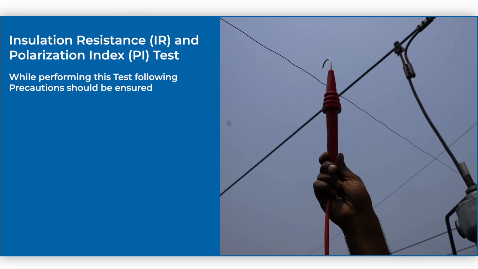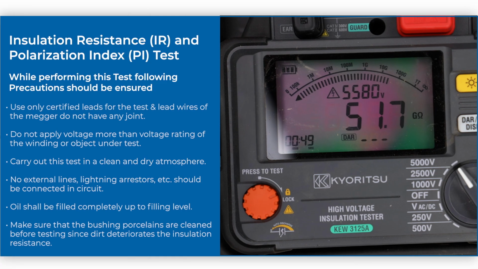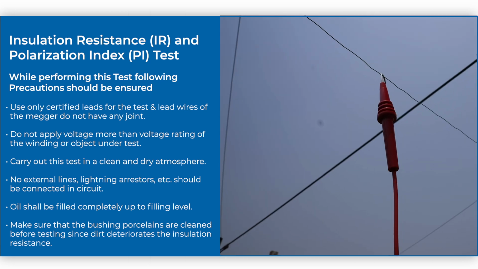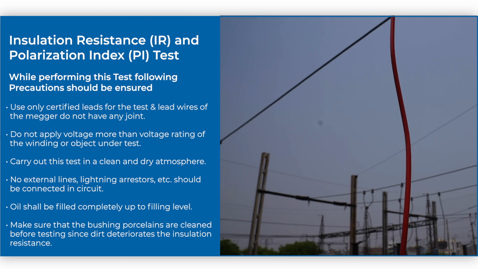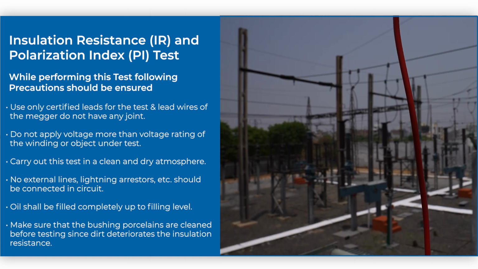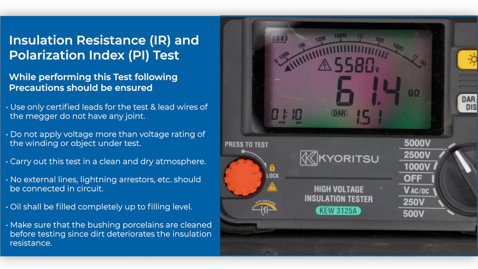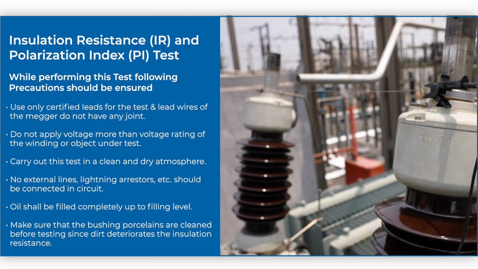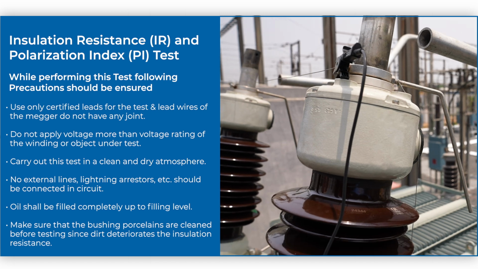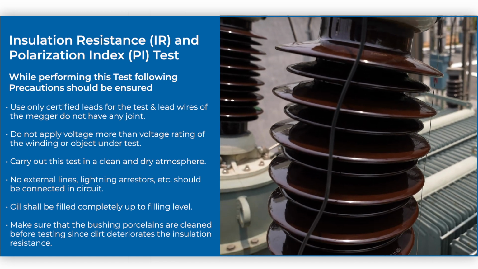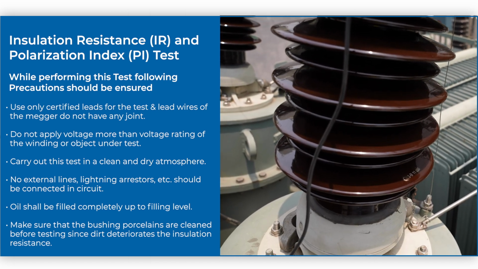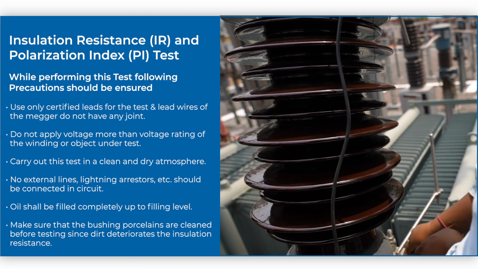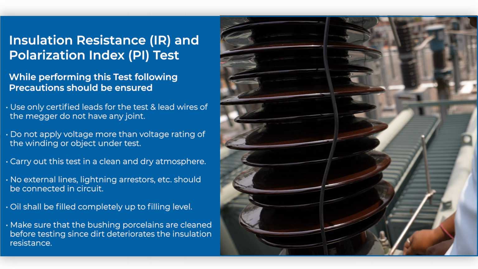While performing this test, the following precautions should be ensured. Use only certified leads for the test, and the lead wires of the megger should not have any joint. Do not apply voltage more than the voltage rating of the winding or object under test. Carry out this test in a clean and dry atmosphere. No external lines, lightning arresters, etc. should be connected in the circuit. Oil shall be filled completely up to filling level. Make sure that the bushing porcelains are cleaned before testing, since dirt deteriorates the insulation resistance.